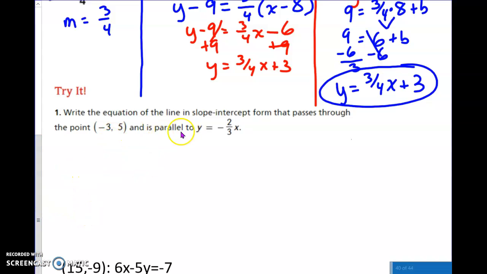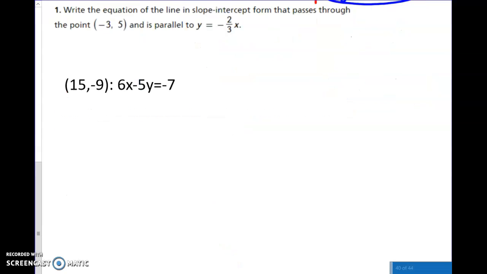So then there was another example to try. It's parallel. We're going to keep the same slope, but we probably know how to do that. Then there's questions where you don't know the slope. And this is a similar question to what will be on your test, because we want to make sure that you're prepared for SATs and stuff like that.